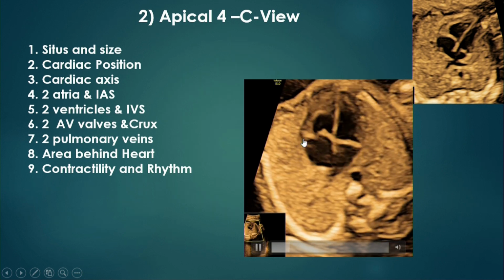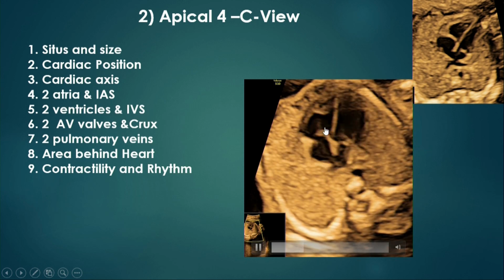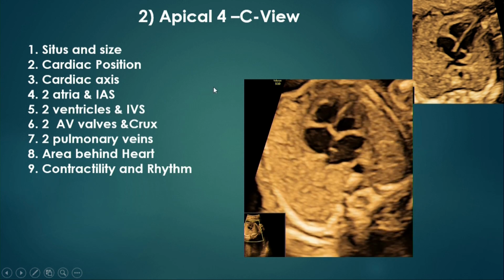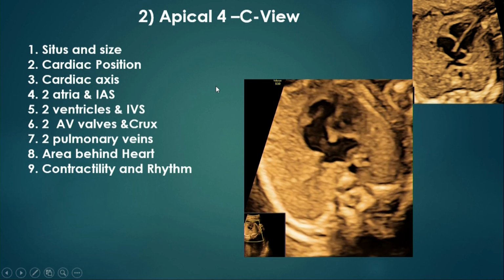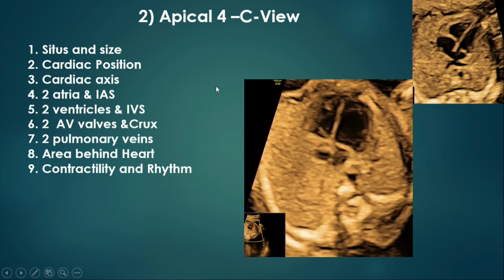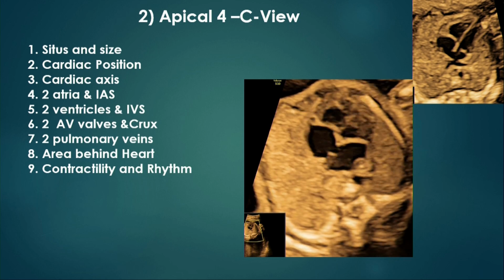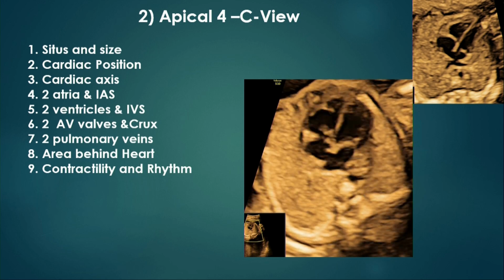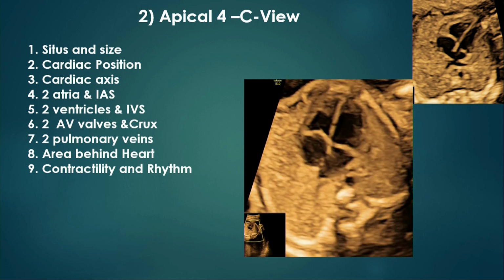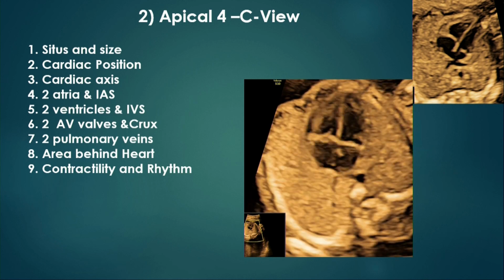This is the checklist of the apical four chamber view. Every point in the checklist is important. Situs, size, cardiac position, cardiac axis, two atria, intraatrial septum, two ventricles, interventricular septum, two AV valves, midline crux of the heart, two pulmonary veins, area behind the heart, and contractility and the rhythm.